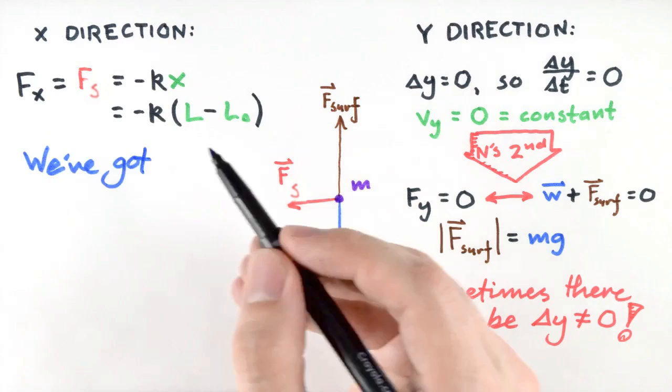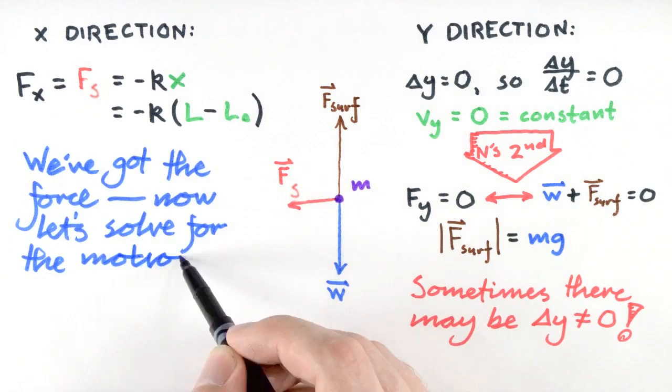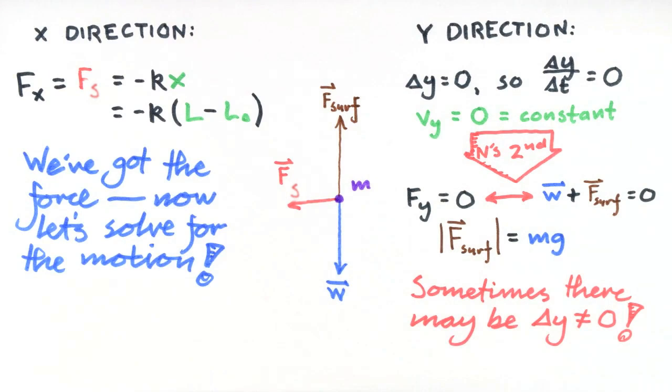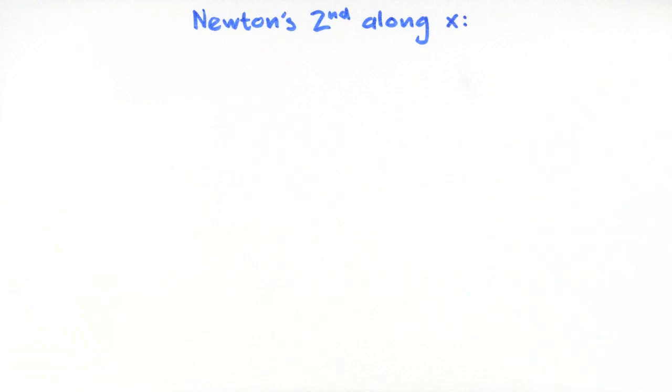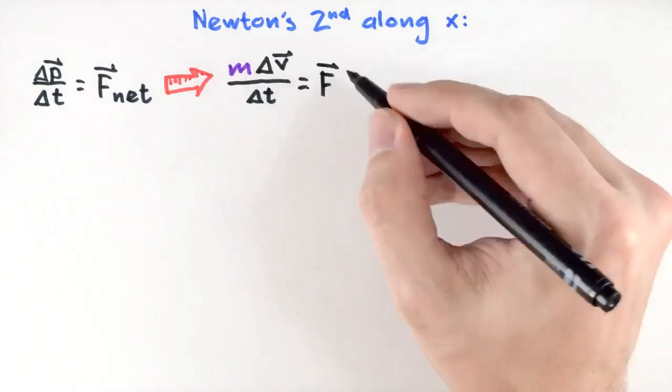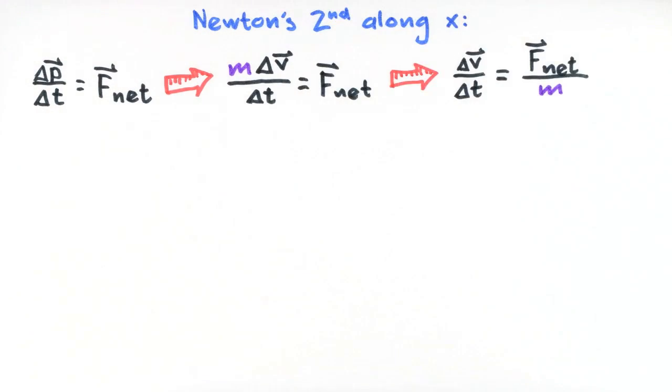We know the forces here, but we don't know the motion, so we need to solve for that to predict the motion. Let's put what we know about the net force along x into Newton's second law. Now from here we could use the computer to help us predict the motion iteratively, but let's do this analytically instead here.